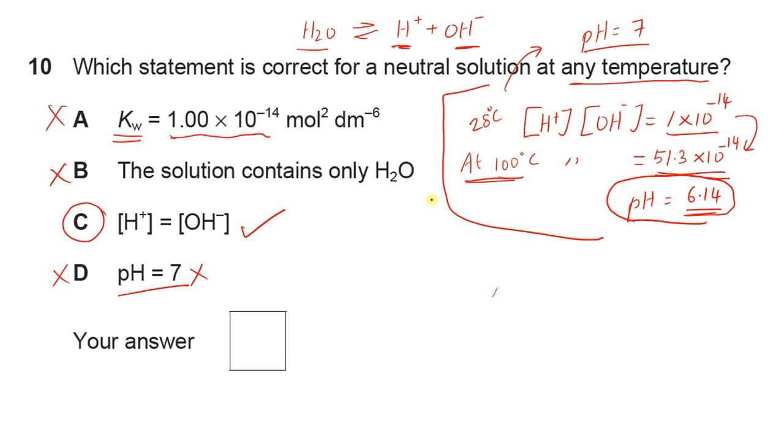What other thing can you explore in this? Yes, this equilibrium, the K value is increasing from here, 1 times 10 to the minus 2. This shows that the forward reaction is endothermic. So at higher temperature, there is a shift to the right hand side.